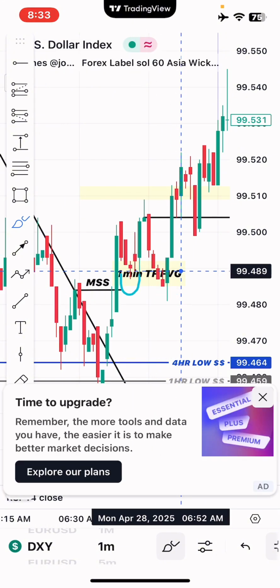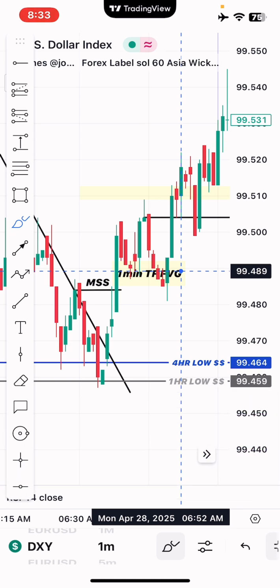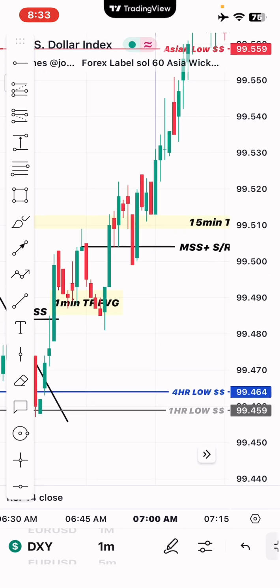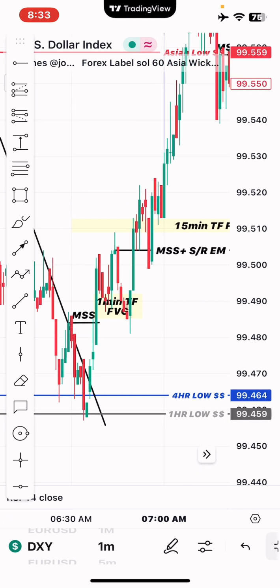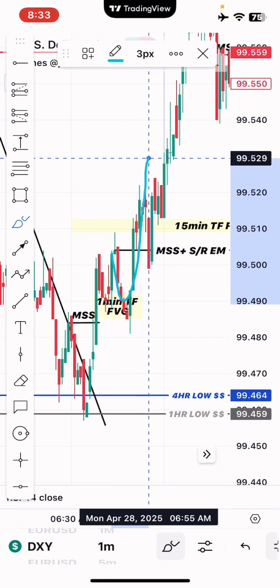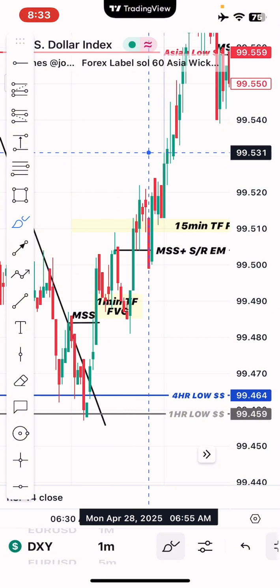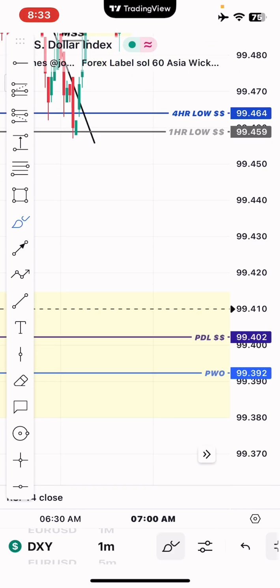Respected it twice. This is on DXY, because you guys already know that I use DXY for confirmation. So after respecting the fair value gap twice, you can see that it actually shifts structure for the second time here. So there's what we call the support and resistance model, whereby, let me show you, it's an entry model.